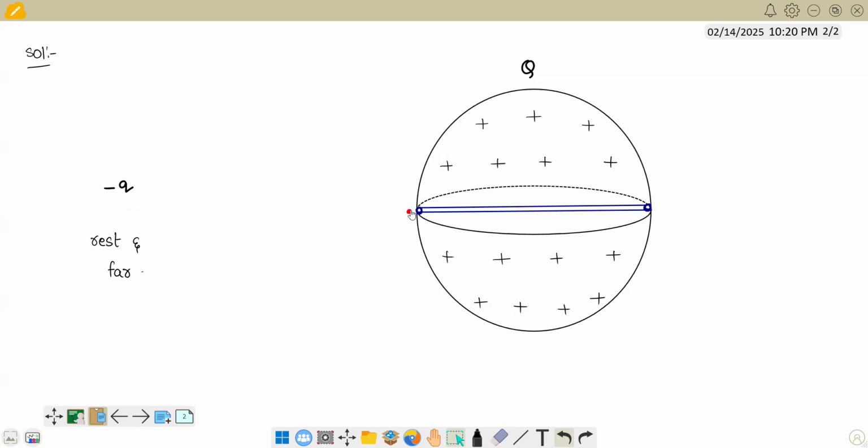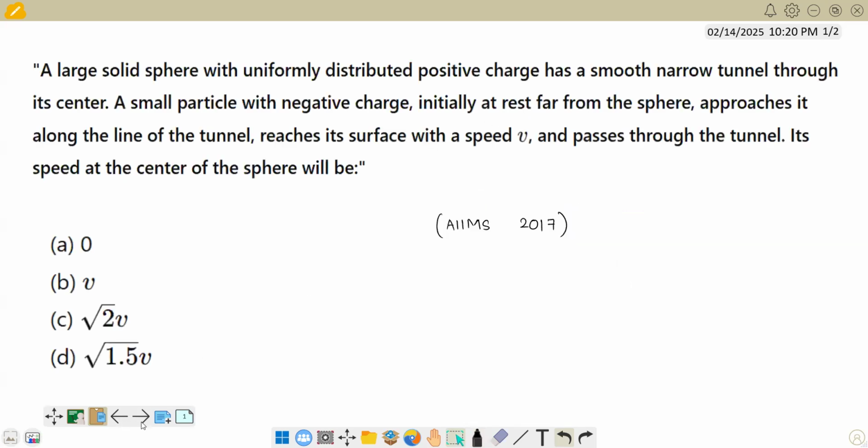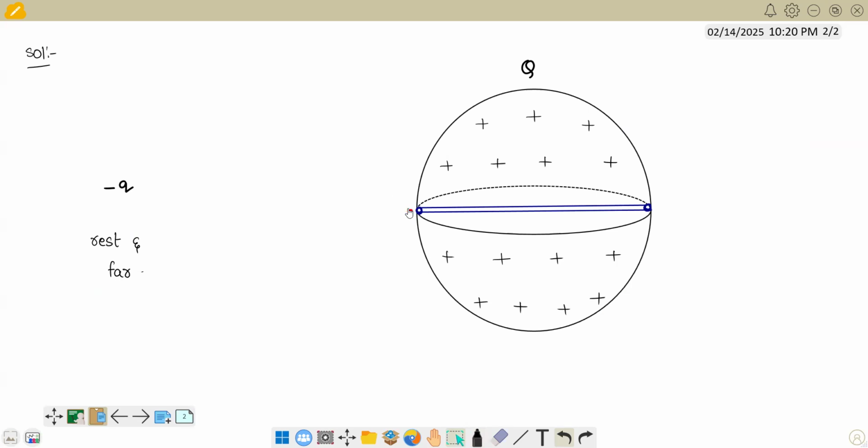By the time it reached the surface, it is accelerating, because when it comes closer and closer, the speed would keep on increasing. So by the time it reached the surface, its velocity was v. Its velocity is given as v. Now once it reaches the surface, then it entered inside. Okay, it entered this tunnel.